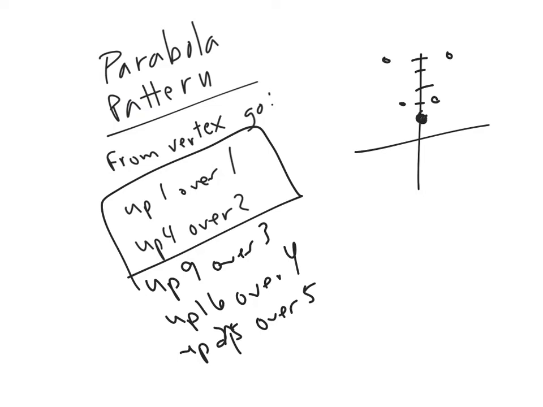Notice I went back to the vertex. I don't go up 4 over 2 from this guy. I go up 4 over 2 from the vertex. Okay, does that make sense? Always go back to the vertex. 1, 2, 3, 4 over 2.